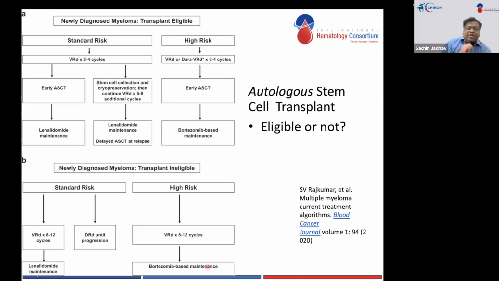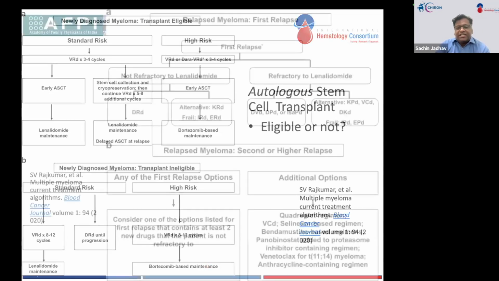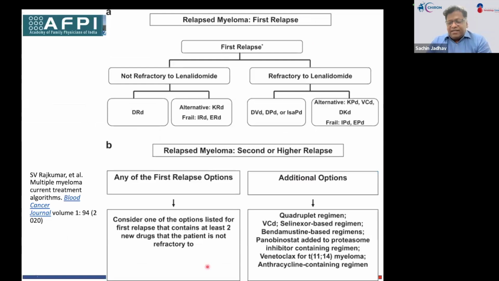Initially, we give three, four medicines together as a protocol. And later on, in maintenance, we only give one or two medicines for the next 2, 3 years to keep the disease under control. Maintenance is also done after transplant, by the way. So if possible, we should do transplant and then maintenance, and the cancer will come back practically in everyone.